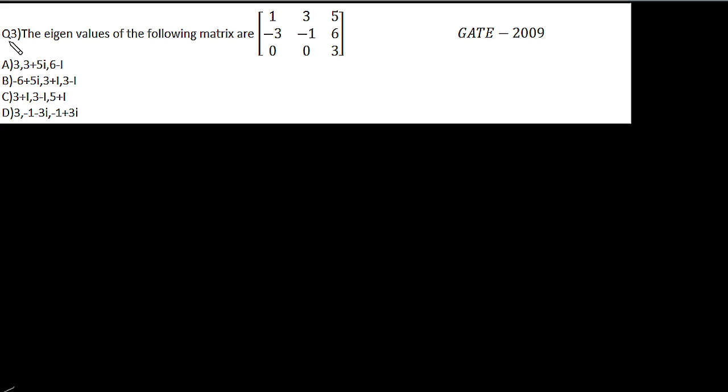Problem 3 says find the eigenvalues of the following matrix. For finding the eigenvalues, we have to use A minus lambda I equal to 0, and from there you get the characteristic equation of this matrix, and from there you can solve for lambda, and you get all the eigenvalues.